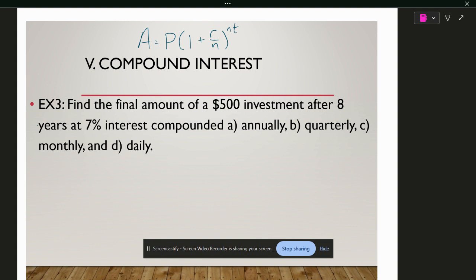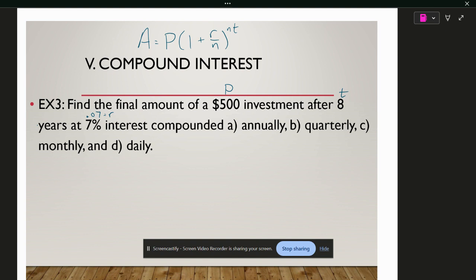compounds. So first off, I'm going to note what my P, R, N, and T are because that's what I usually need in order to find my A. P is your principal. That's your initial investment. So in this case, it's going to be the $500. T is your time. Just looking at 8 years, so T is going to be your 8. 7% interest, that's your rate. R for rate. So we're going to move the decimal 2 places to 0.07 for our R value.